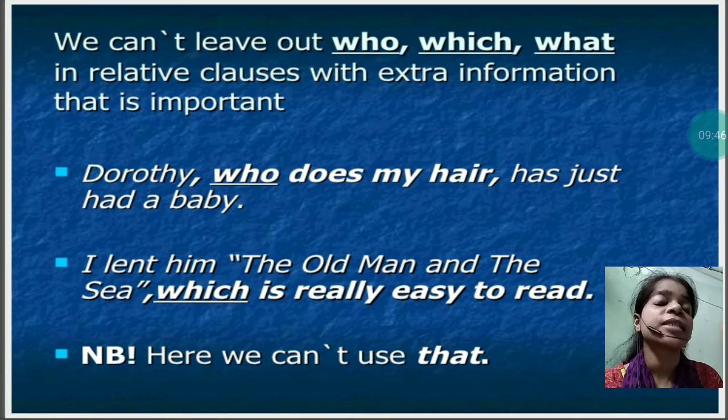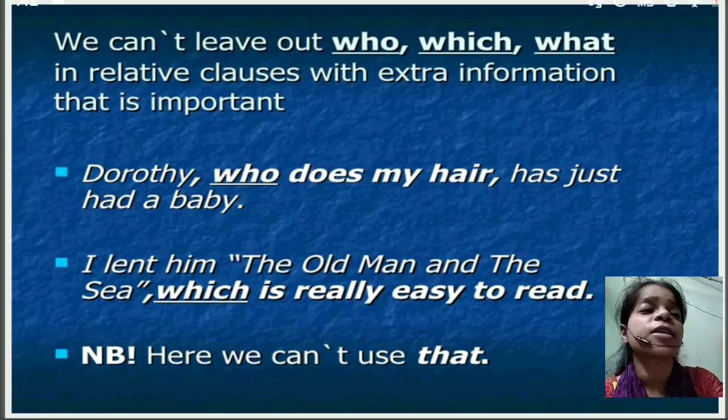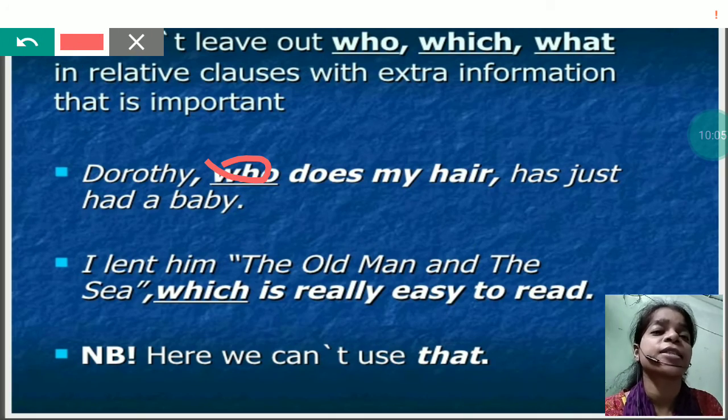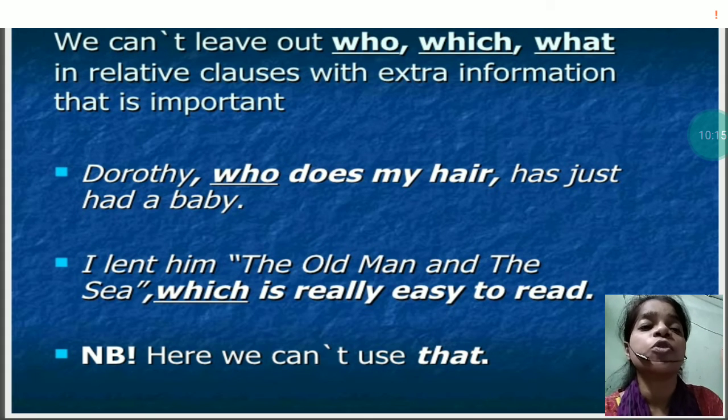But this omission can't be done with who, which, what. Like Dorothy, who does my hair, has just had a baby. Now you cannot write like this: Dorothy does my hair has just had a baby. It will change the meaning of the sentence. That's why we need the word who.